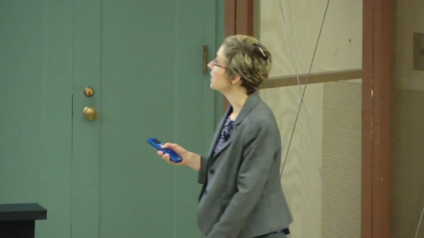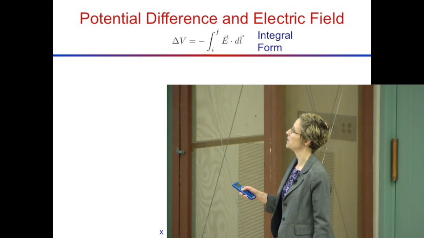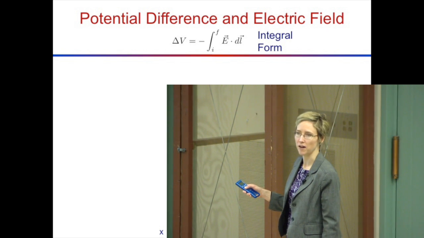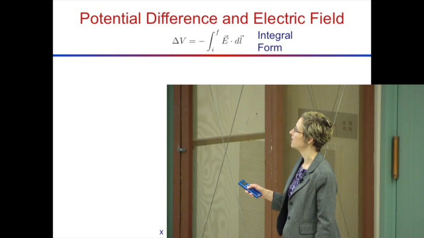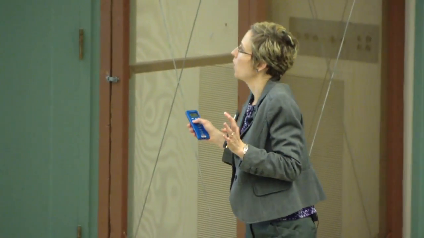Now, this is what I just showed you for potential difference. That change in potential is minus the integral from initial to final position of E dot dl. Anytime you see an integral, you can think of differentiating both sides, right? I can take the derivative of that whole equation. So let me think about what that would mean.